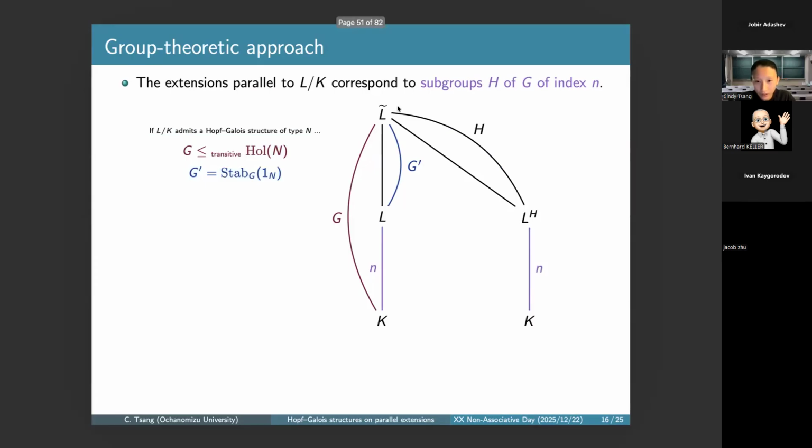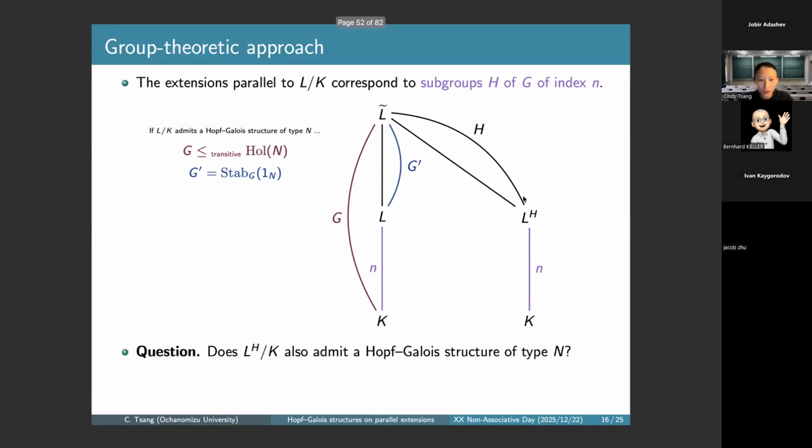By definition, the extensions parallel to L over K are the extensions that are contained in the Galois closure, and you want the degrees here to be the same. Well, by the usual Galois correspondence, these parallel extensions correspond to the subgroups of the Galois group of index N. So I take some subgroup H of G of index N.